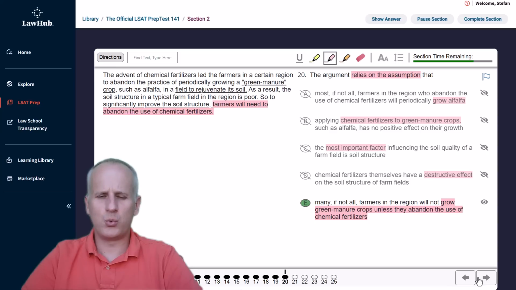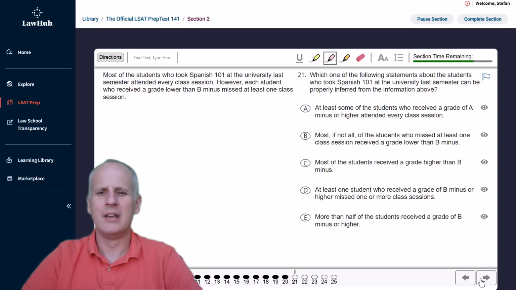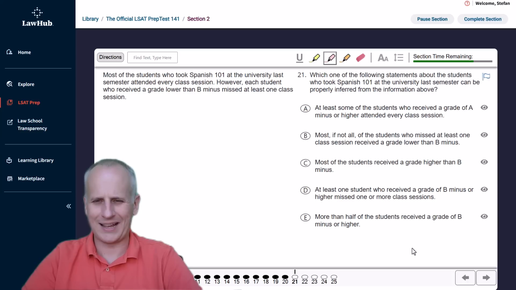Moving on from question 20 of logical reasoning section number 1, section 2 of LSAT PrepTest 141, which can be found for free over at lawhub.lsac.org. We get to question 21. We've got our highlight tool ready as always, and we're going to read the stem first and then mark exactly what this question wants us to do as its task.